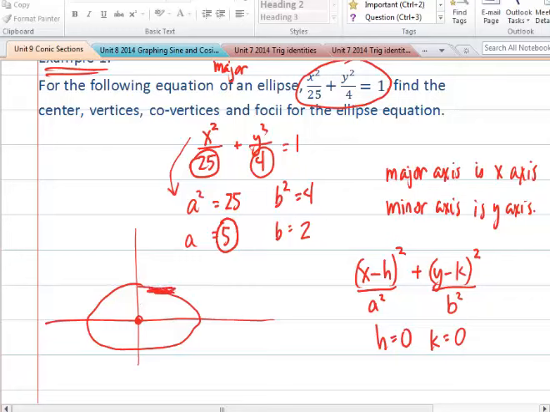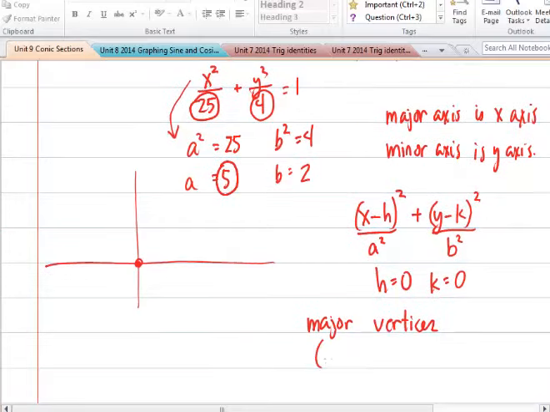So let's draw our major vertices, or what they would call just our vertices. Our vertices are going to be at the points, because we're at 0, 0 as our center. Our major vertex over here is going to be at a, 0, and our other major vertex is going to be over here at negative a, 0. We figure that out from the 5. So this is basically 5, 0 and negative 5, 0.